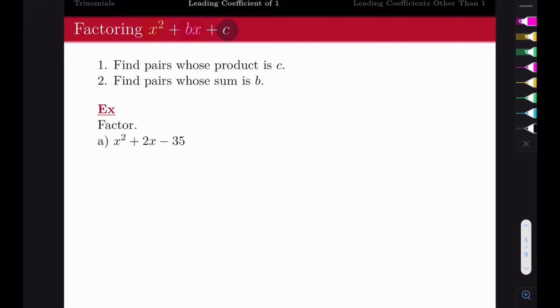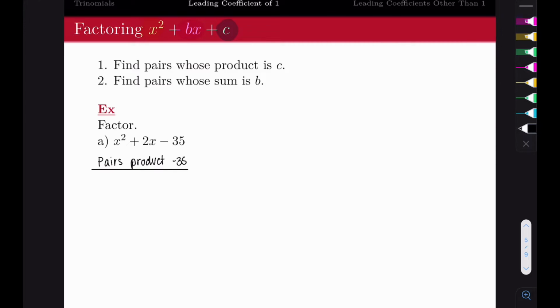So for this very first one, I'm going to show you this process and show you how that leads to factoring. But then I'm also going to show this in a different notation and then also go through our guess and check. So we're going to do this problem quite a few times. So using the algorithm process, we want to find pairs whose product is negative 35.